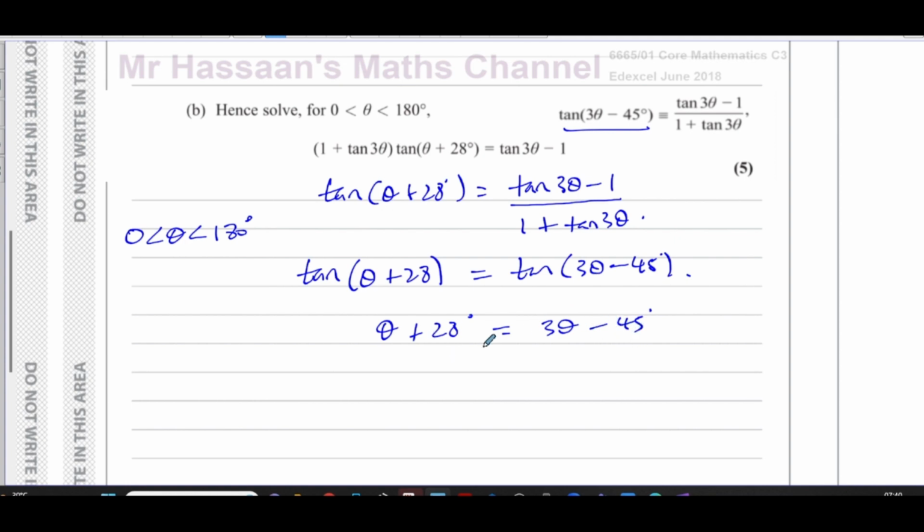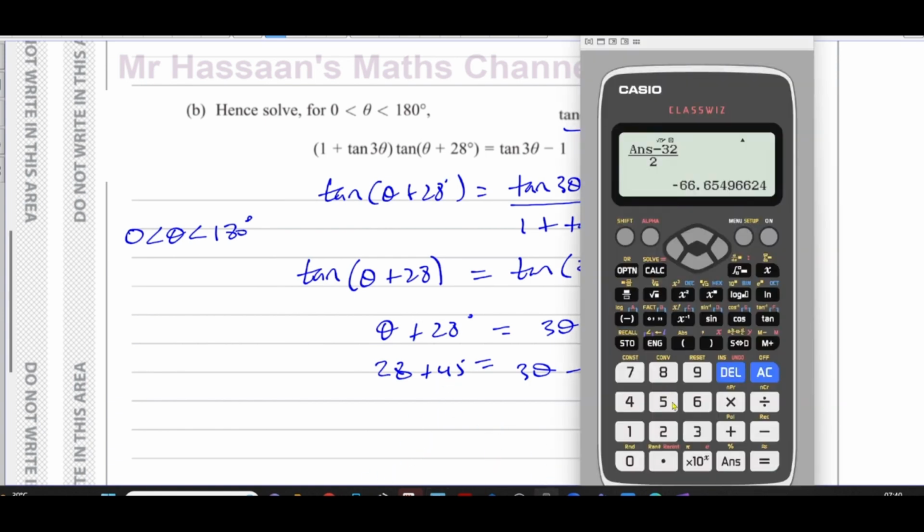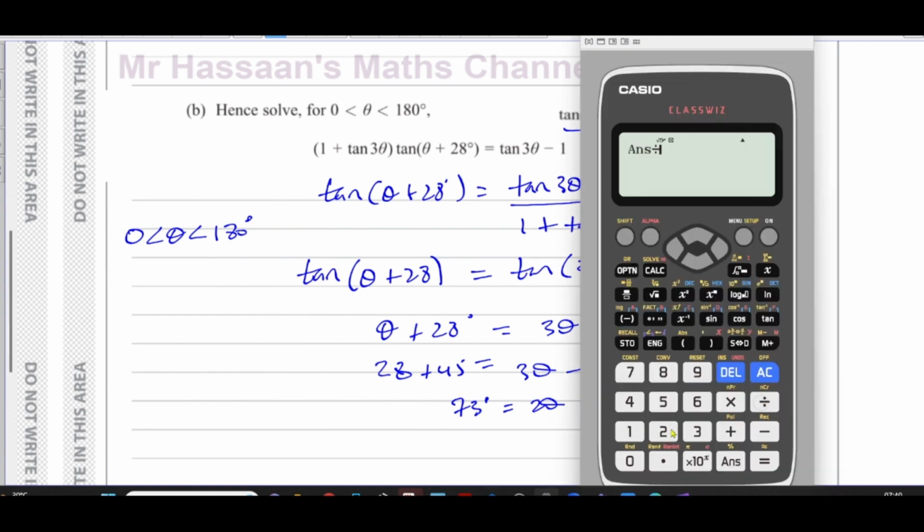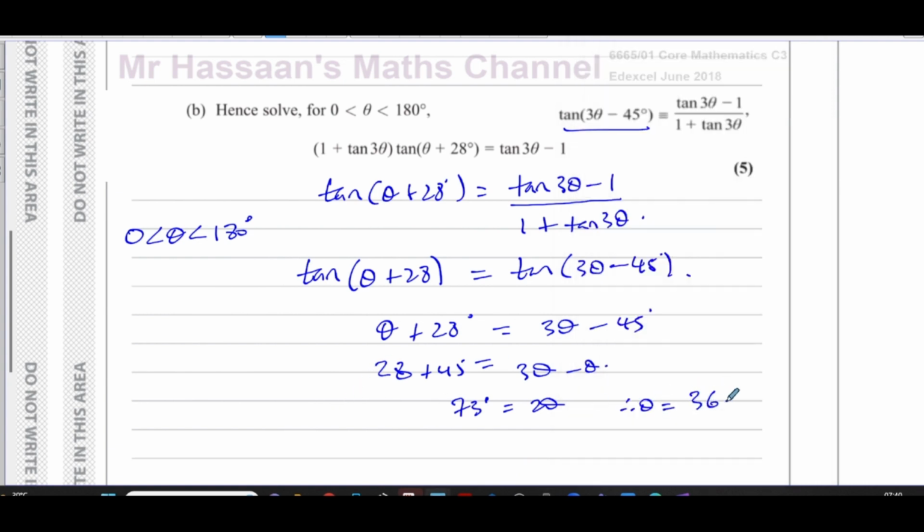So we have to solve for theta. I'm going to do 28 plus 45 equals 3 theta minus theta. That's 28 plus 45, which gives you 73. So 73 degrees is equal to 2 theta. Therefore, theta is equal to 73 divided by 2, which gives you 36.5 degrees. So that's one solution. It's in our range, so that's okay.